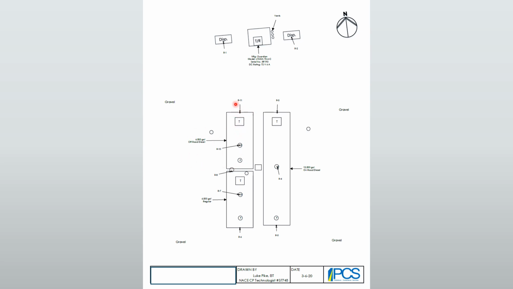Tanks are labeled. Reference cells are numbered. We can go back and we can repeat these values. The reference cell is placed inside the dispenser next to the piping. Try and get right next to wherever the surface is being polarized to get that measurement.